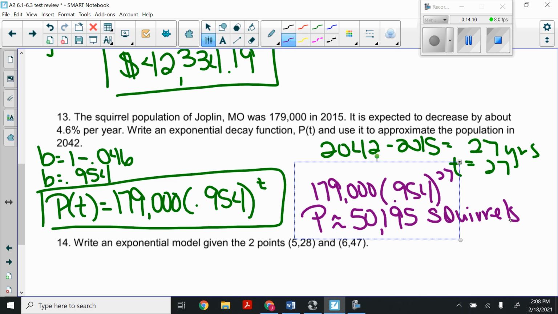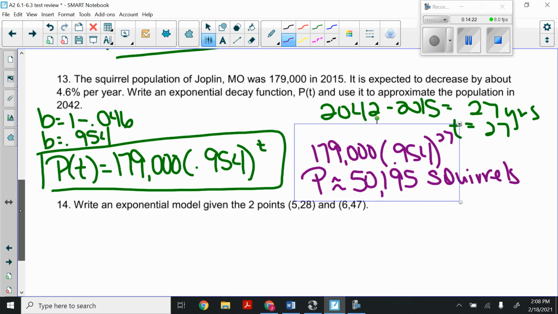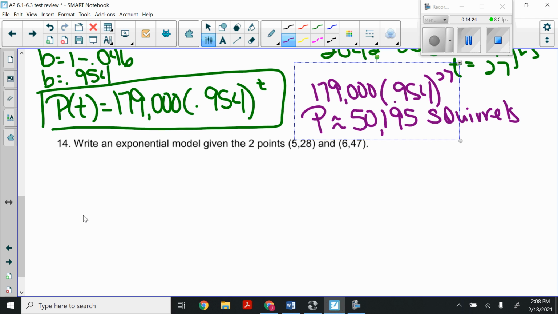And number 14, write an exponential model given the 2 points, 5 comma 28 and 6 comma 47. Remember that I can write an exponential model. Again, this is going to be y equals a times b to the x power. I need to find my b, that is the rate. Since these go up by 1 in x value from 5 to 6, to find my b, it's the ratio of my y values, so 47 divided by 28.